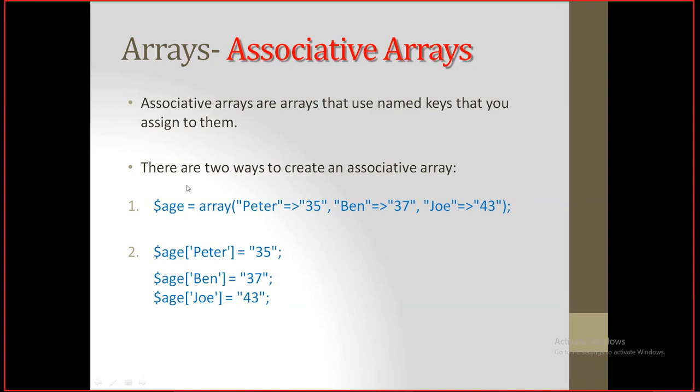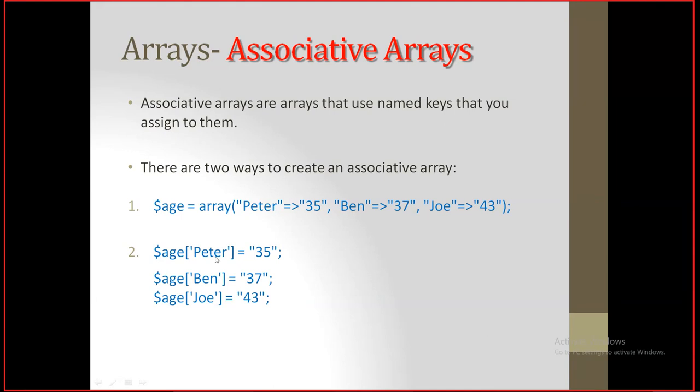So we have an array called age, and as arguments to this array function, we have to provide key value pairs, right? So for Peter, the value is 35, where Ben is the key, the value is 37, and for Joe as the key, we have a value 43, right? So whenever we access this array with the key Peter, we will get 35 as the value. Simple. This was one way of initializing the array.